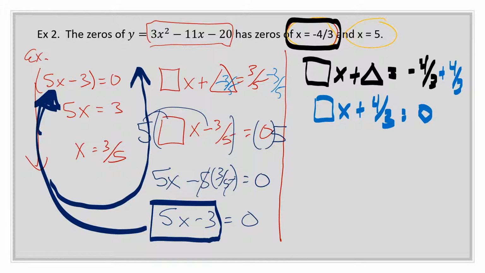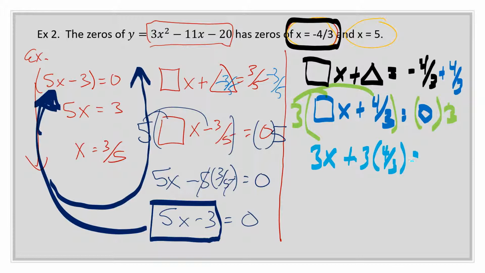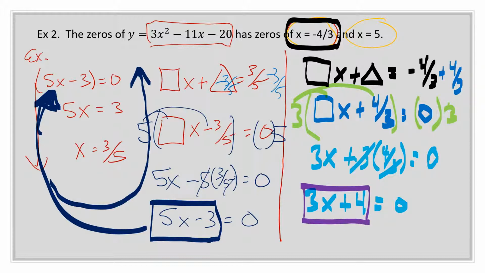Then I'm going to multiply both sides by 3, and then I'm going to distribute. And when I do that, I'll get 3 times x plus 3 times 4/3 equals 0. This 3 and this 3 will cancel. Leaves me 3x plus 4 equals 0. And guess what? There's one of my factors. So I could start off by rewriting this quadratic from standard form to factored form by going x would equal the quantity 3x plus 4. Now, we have one more factor we got to find.